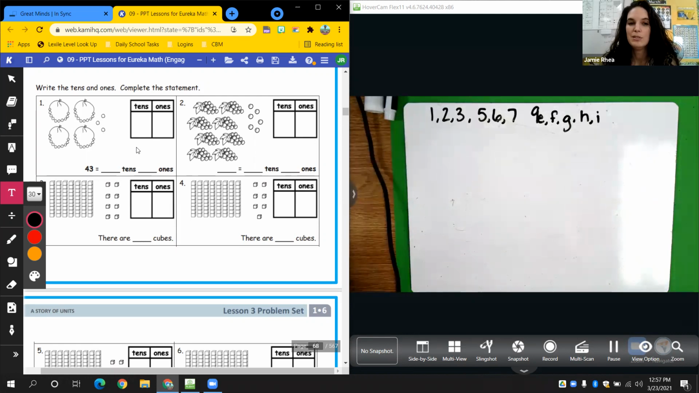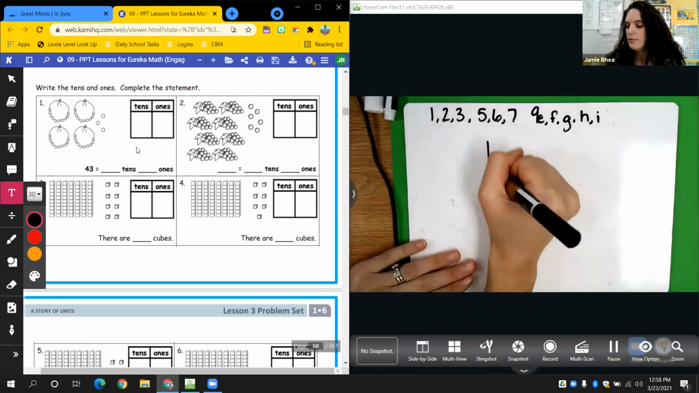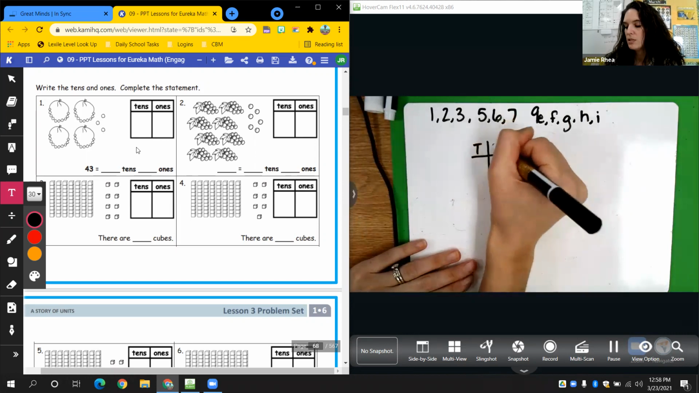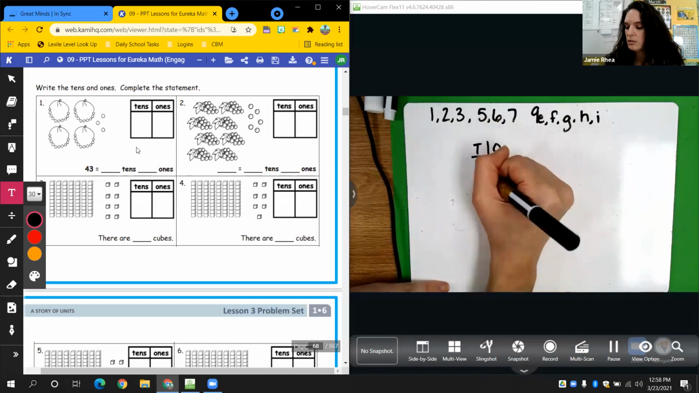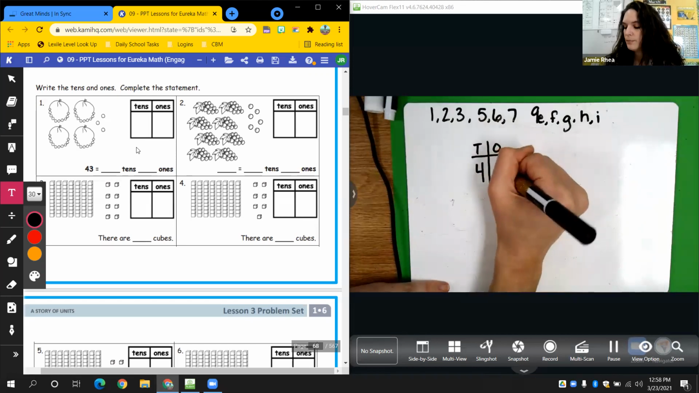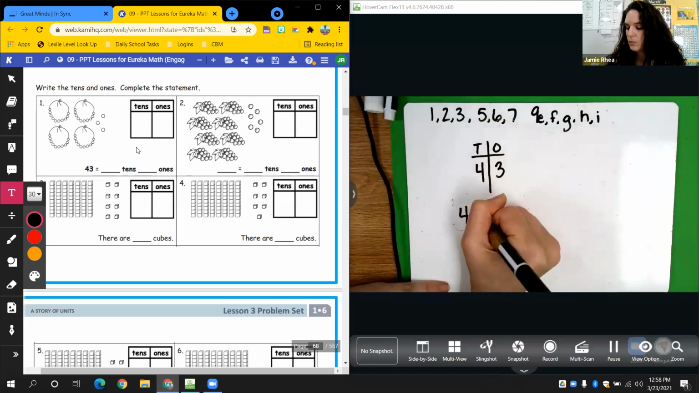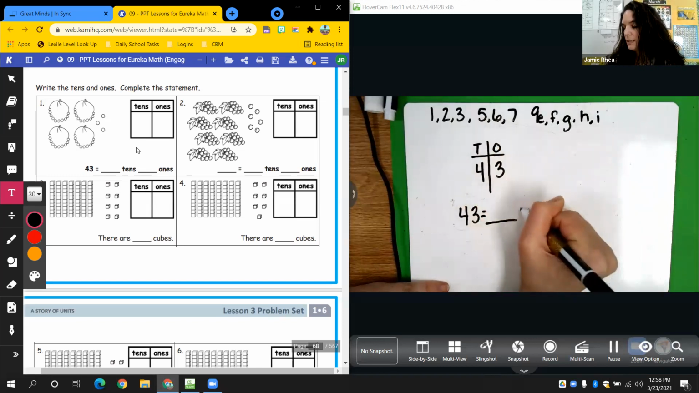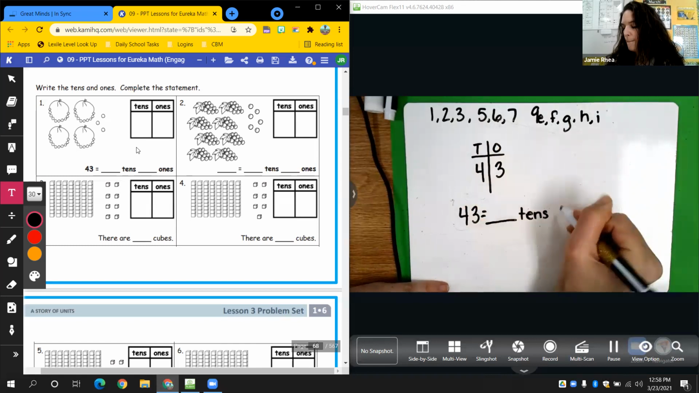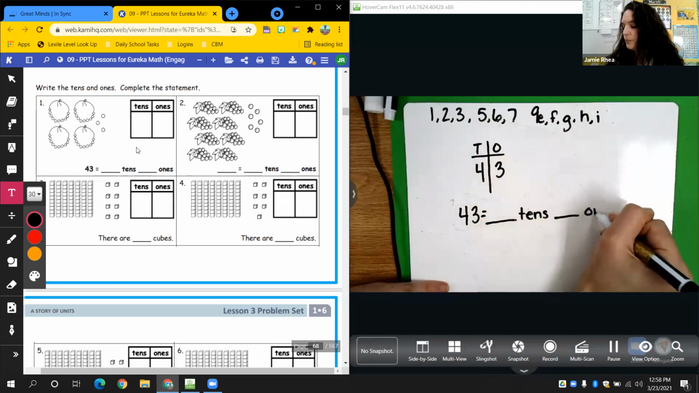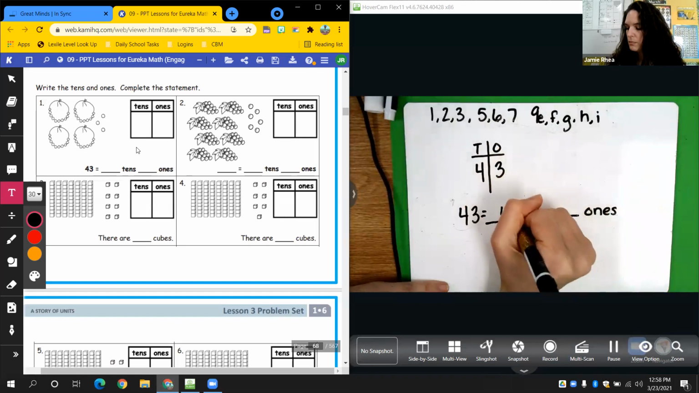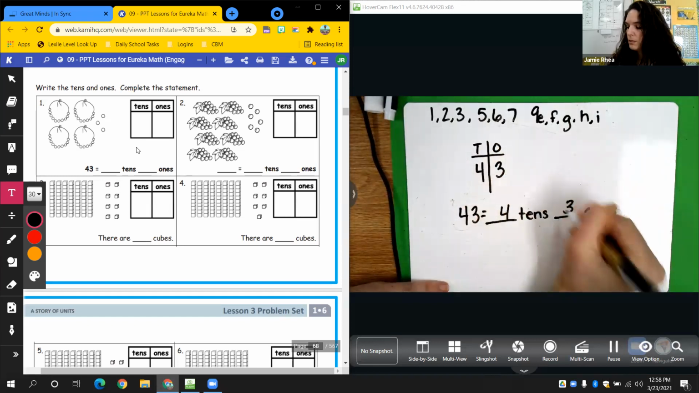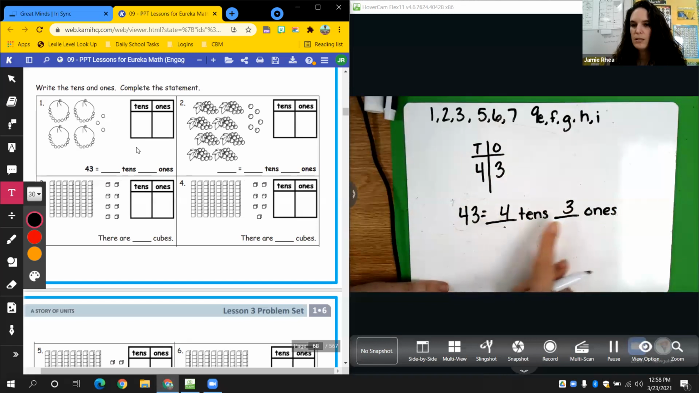Now, here's what I want you to do, okay, if you think you can. When you have your tens and ones up here, I'm just going to put T for tens and O for ones. Let's just do number 1. You have 4 tens and 3 ones. Down below it, it already has this one filled in for you. But then it says tens, ones. That's real simple. Look at your tens place. Look at your ones place. 43 is the same as 4 tens, 3 ones.